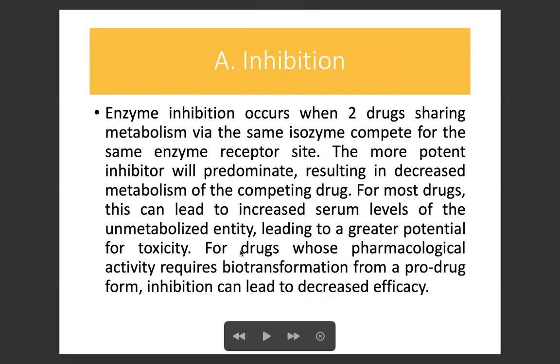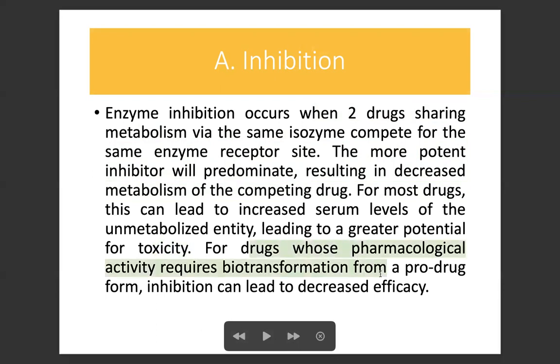First, we have inhibition. So, enzyme inhibition occurs when two drugs sharing metabolism via the same isozyme compete for the same enzyme receptor site. So the more potent one or the more potent inhibitor will predominate, resulting in the decreased metabolism of the competing drug. So for most drugs, this can lead to increased serum levels of the unmetabolized entity, which may lead to toxicity.